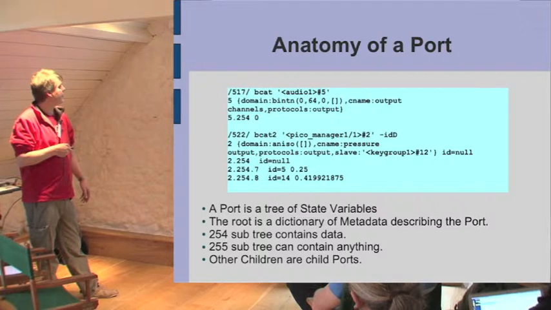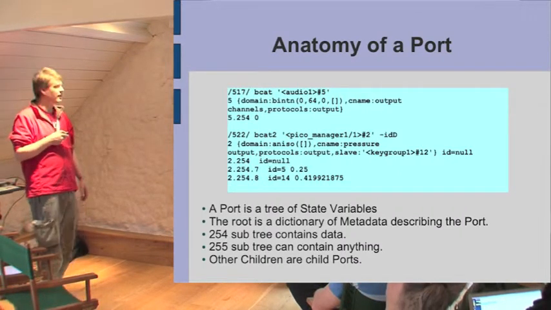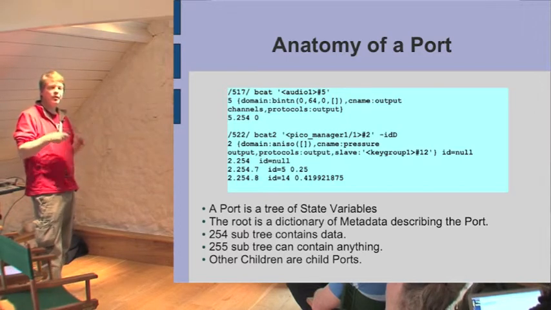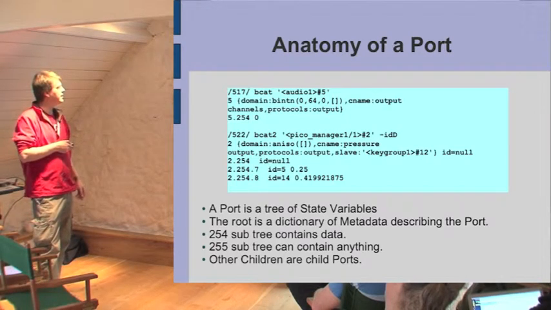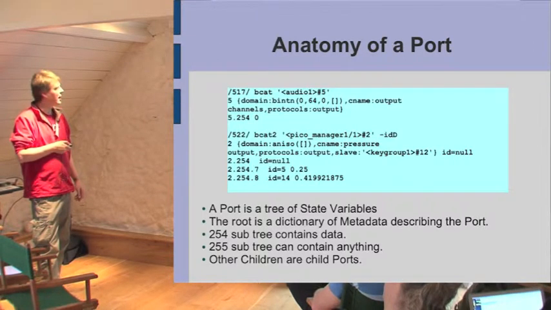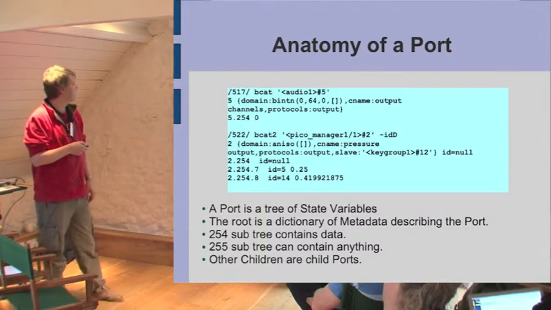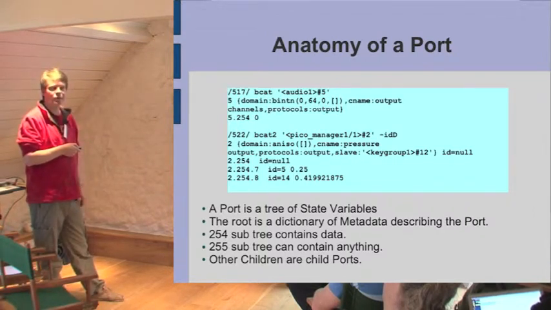Under here, the 254 subtree is the data; the value of the port is held in this state variable. We've got nothing at the root. But here, we've got 2 carrier channels carrying fast data. I've actually got 2 keys held down here at the moment, key 5 and key 14. And we're seeing the last value we saw coming out of those pressure streams.